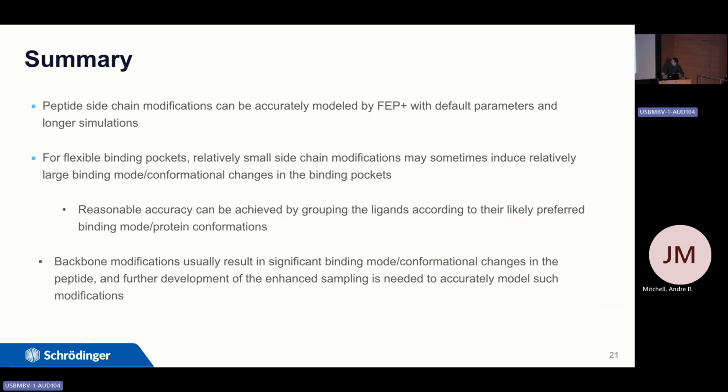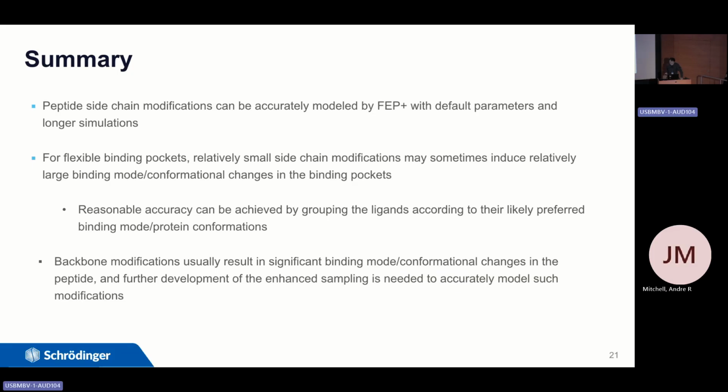A short summary for this part. For cyclic peptides, most often the side chain modifications won't change the binding mode or bioactive conformation of the peptide significantly. And with enhanced sampling of ligands through REST and longer simulation, those modifications can be accurately modeled by FEP+. For some flexible pockets, even the side chain modifications can induce binding pocket conformation changes. And for those kinds of cases, most often, if we carefully separate ligands into different subgroups according to their most likely preferred protein conformation, reasonable accuracy can also be expected.